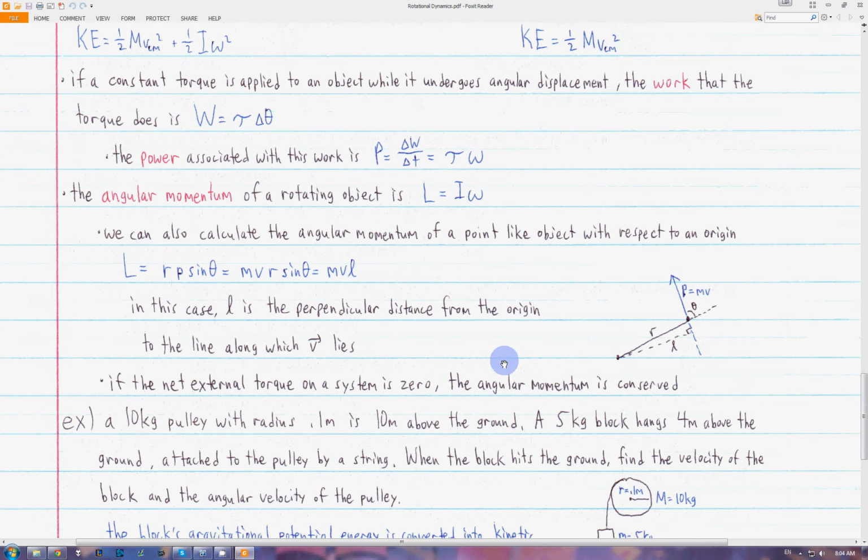And so linear momentum is conserved if there is no external net force acting on the system. And similarly, the angular momentum of a system is conserved as long as no external net torque is acting on the system.